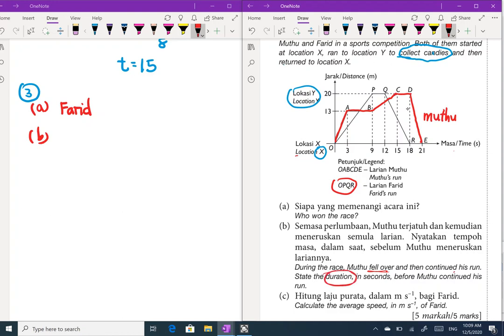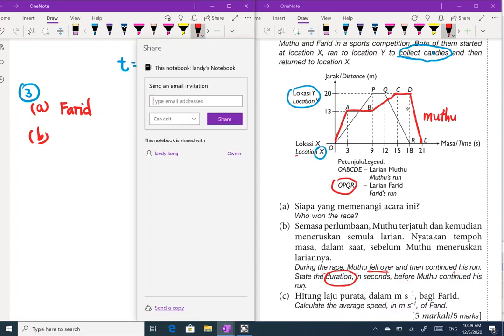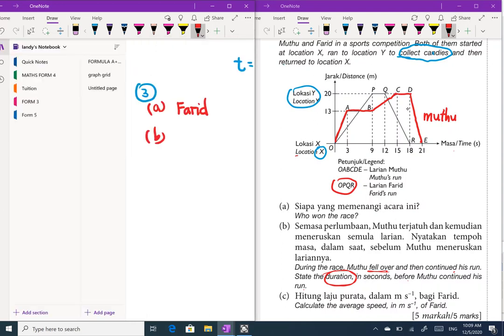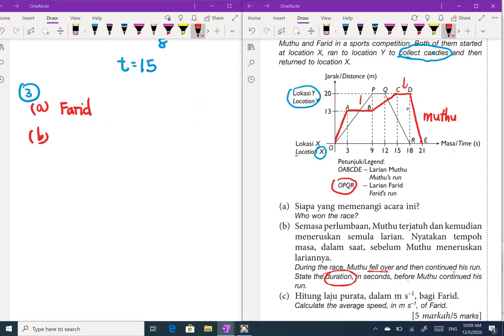State the duration in seconds. Before Muthu continued his run, I want to know the duration he fell down. Okay, we see this is Muthu's graph. Now can you tell me which one is Muthu fell down? This one or this one? The answer is A to B. Why not C to D?